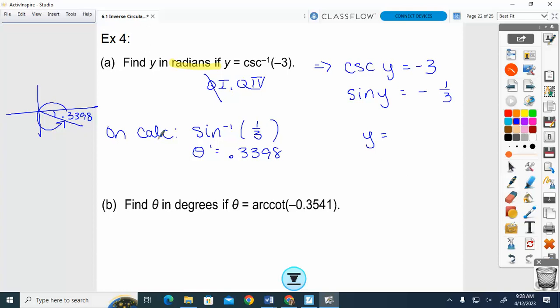Except we're in radians, so instead of 360, we do 2 pi. So you're going to do 2 pi minus 0.3398. If you were checking this one in the back of the book, they would have said negative 0.3398, which is equivalent. You just spun down. So these are coterminal, and just know that I don't care. Either answer is okay.